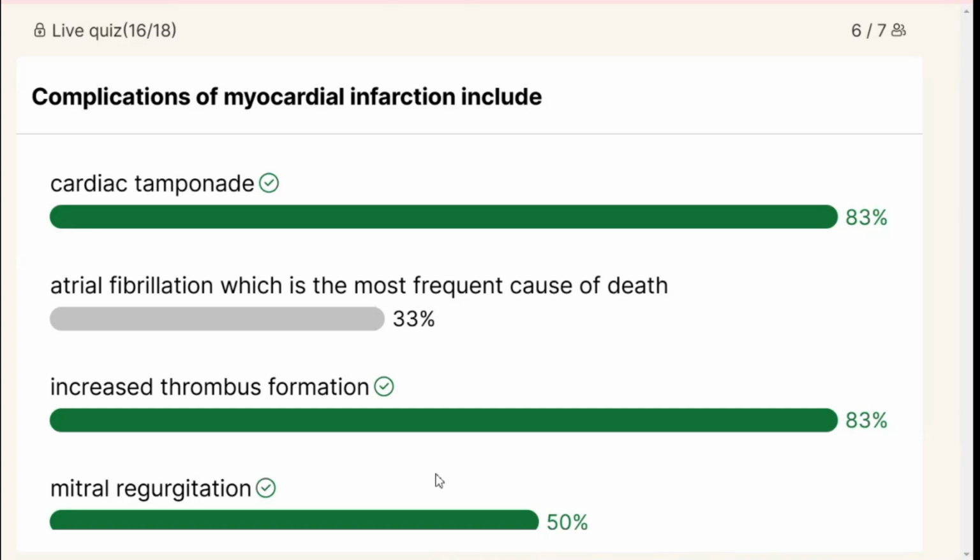Other complications of myocardial infarction can include pericarditis, Dressler syndrome, which is delayed immunological pericarditis, cardiogenic shock, left ventricular failure, and pulmonary edema. And the second option here is atrial fibrillation, which is the most common, frequent cause of death, is wrong. Do you guys know what's the most frequent cause of death after myocardial infarction?